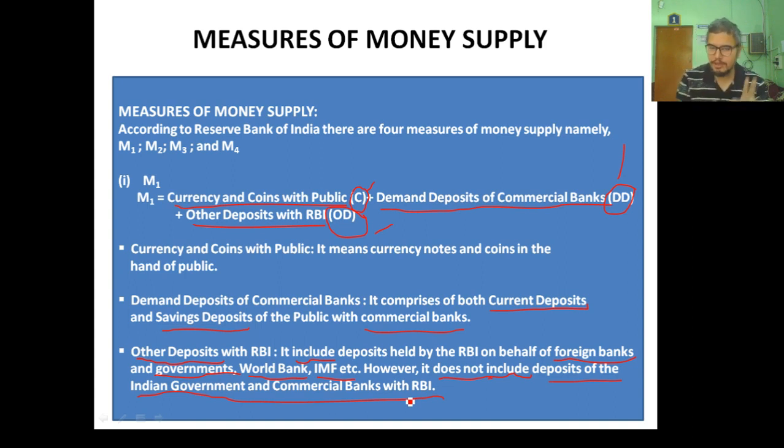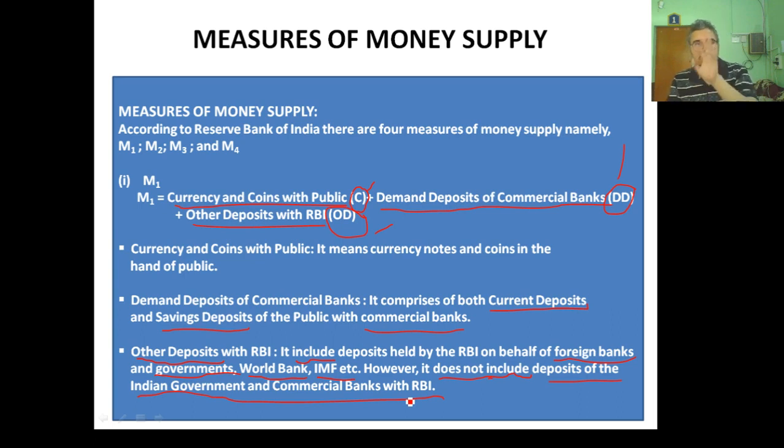There are 2 parts in other deposits with RBI. First part is what is being included: the deposits made by foreign banks, foreign governments or international institutions like World Bank, IMF will be included, but the money deposited by commercial banks of India, Indian governments, etc. will not be included in other deposits with RBI. Hope you have understood this.